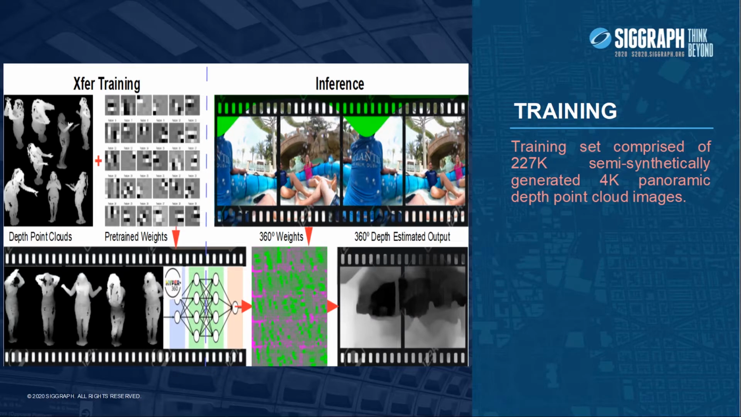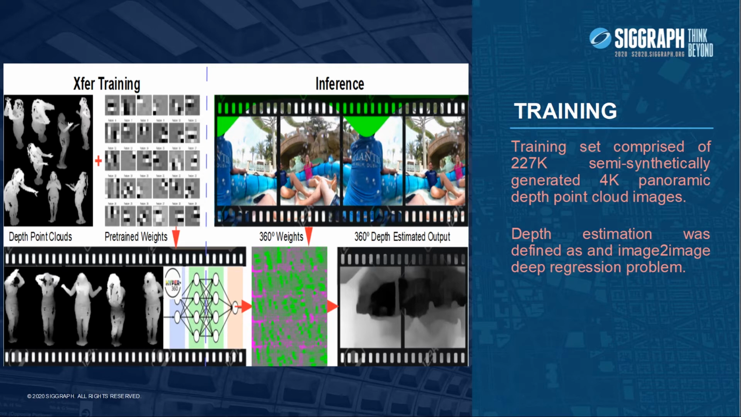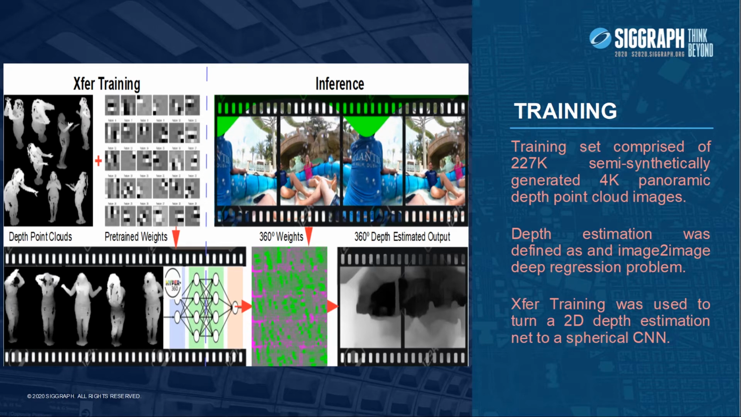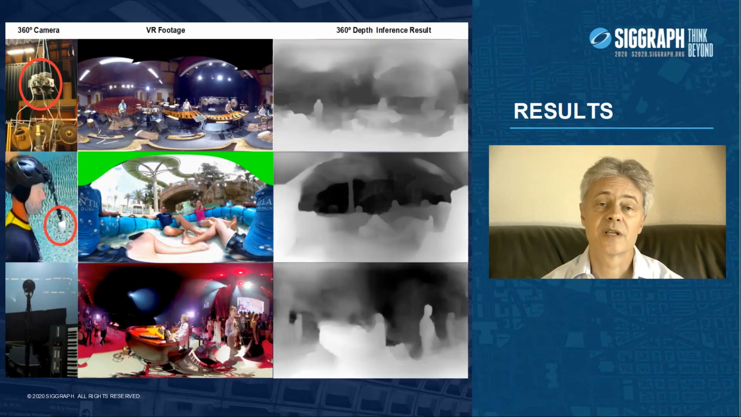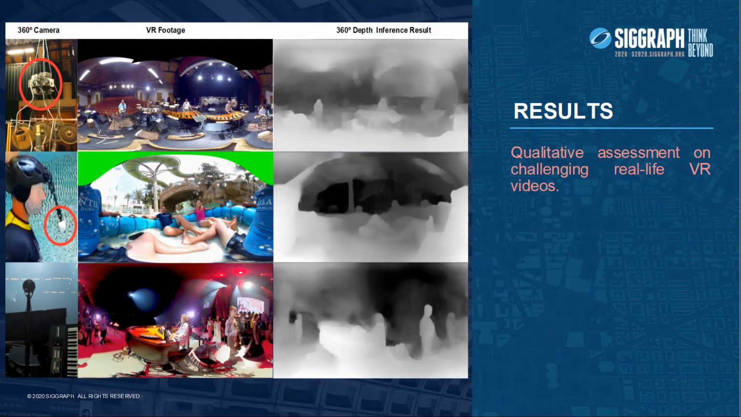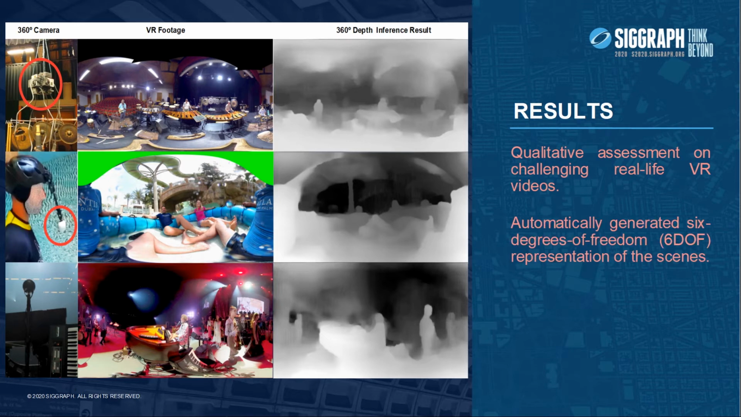We train the neural networks using transfer learning by using these depth-shaded mannequins in the large and varied dataset. The training set comprises 227,000 semi-synthetically generated such images. The depth estimation is posed as a deep regression problem using an image-to-image translation from RGB to depth space. We use fine-tuning to train our spherical convolutional neural network to learn the weights from 360 space to depth. We feed the 360 video through this pipeline to generate the corresponding 360 depth representation.